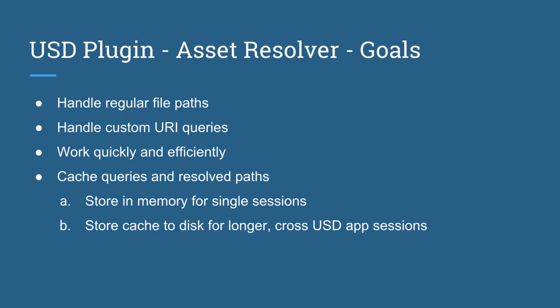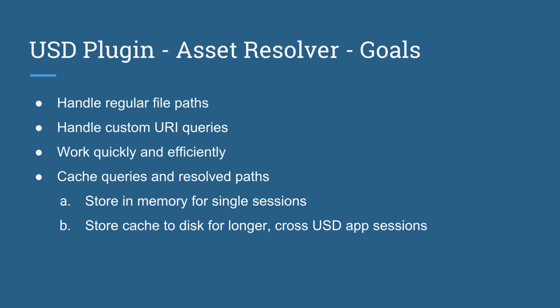Our goals for the USD plugin were that it had to handle regular file paths normally, so absolute file paths would work. Along with that, it had to recognize our custom URI schema, which would then send it off in the appropriate way. It also had to work quite quickly and efficiently, again, not adding any overhead on the existing USD resolving time. And it also had to cache queries and resolve paths. This was something which was added later on in development when it became necessary, but we came down to two different sorts of caching that we needed.